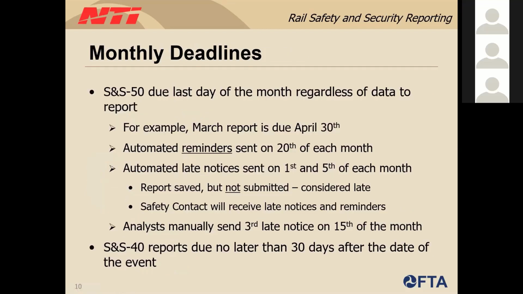The various forms and reports have specific deadlines. The SNS 50 monthly summaries are due on the last day of each month for the previous month's data. For example, the March report would be due by April 30th.